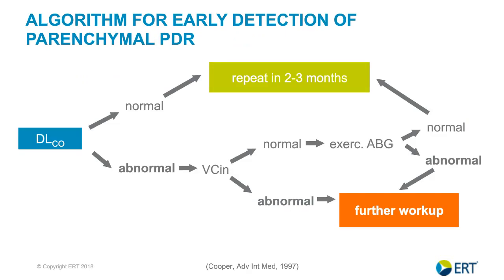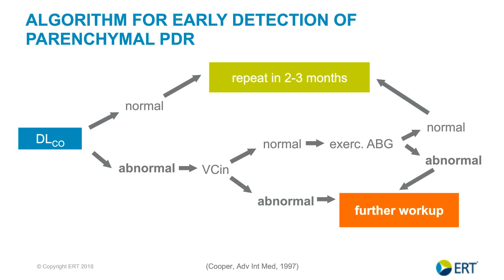There are also some algorithms in the literature on how to follow up on patients and to monitor patients for parenchymal pulmonary drug reactions, for example, not only in clinical practice but also in clinical trials. It is recommended that there should be regular DLCO measurements, ideally every 3 months, maybe every 6 months, depending on the degree of, let's say, toxicity or the degree of suspected potential of your drug to cause parenchymal disease. If you have a normal or unchanged DLCO, then there is a recommendation to repeat that in, let's say, 2 to 3 months.